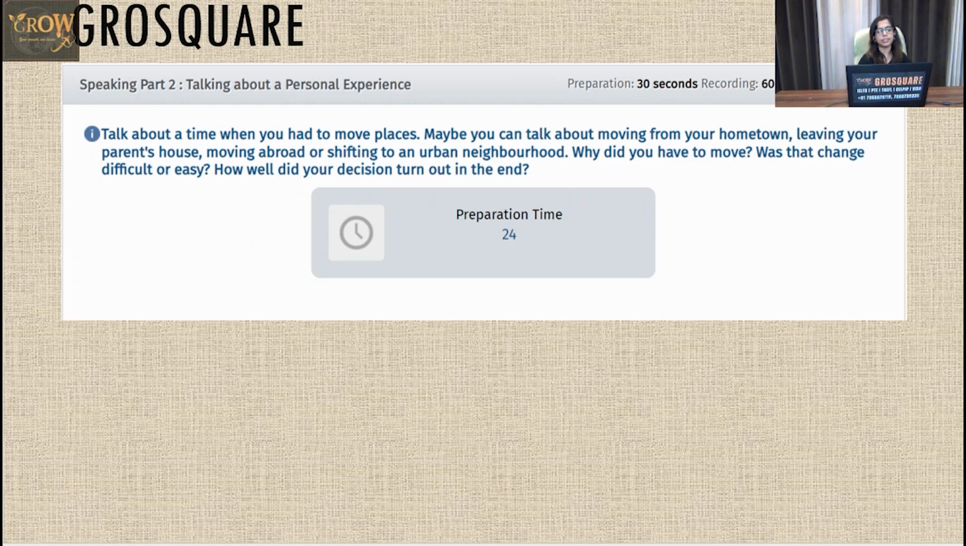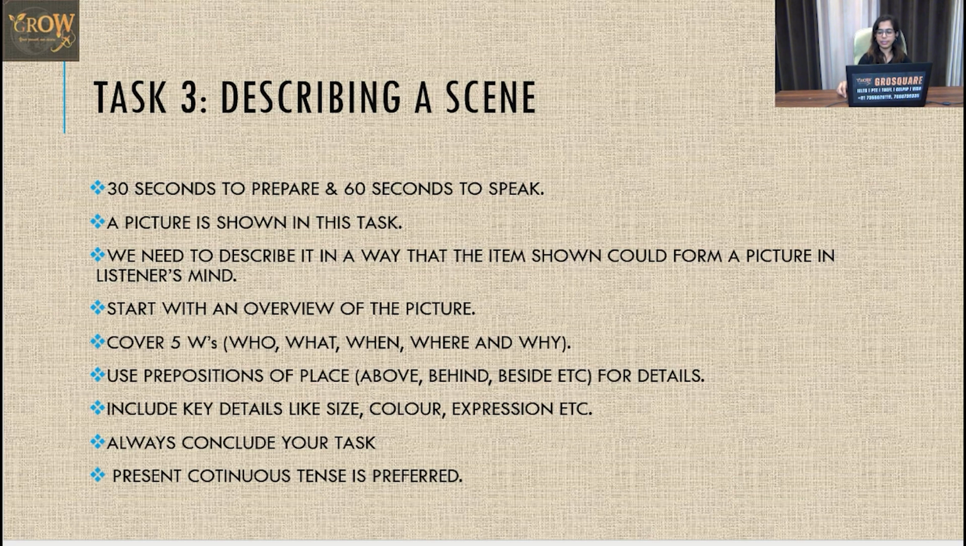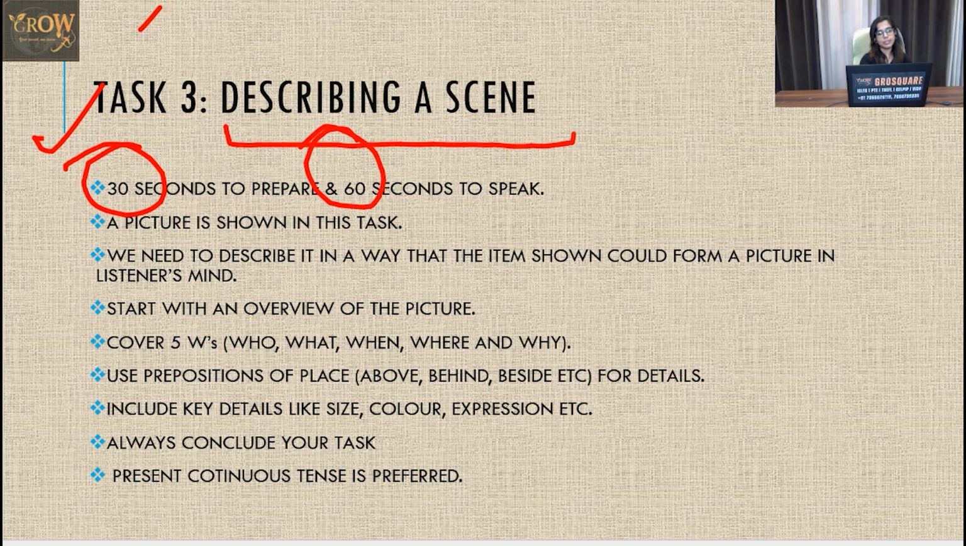Let's move towards the next part of CELPIP speaking. In this section we have to describe a scene, right? We again get 30 seconds to prepare and then we need to speak for 60 seconds. Describing a scene, as the name suggests, means you get a picture in front of you and you need to speak accordingly, right?